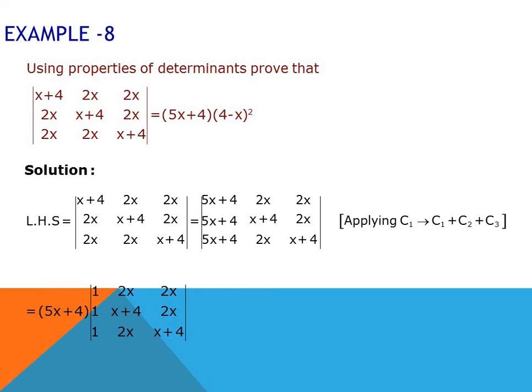Let's solve the next example. Example 8. Using the properties of determinant, prove that the given determinant is equal to 5x plus 4 into 4 minus x the whole square.